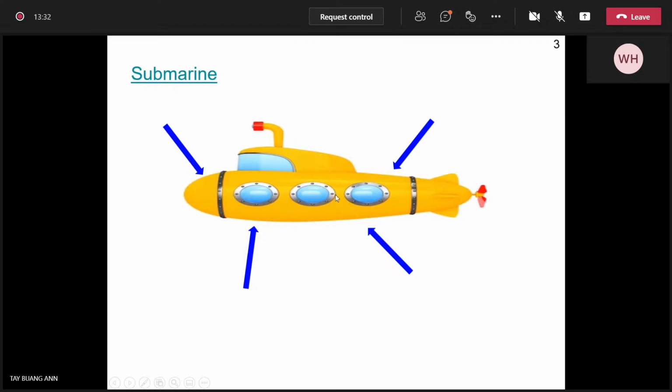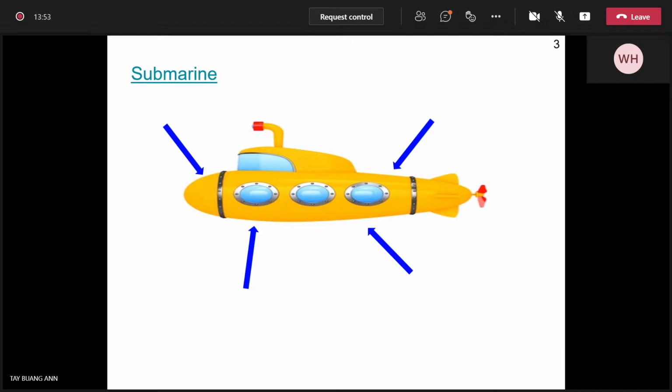And there's another issue regarding submarines: how can we let the submarine dive down into the deep water? That part will make use of Archimedes' principle, the buoyant force, and we will discuss that next week.